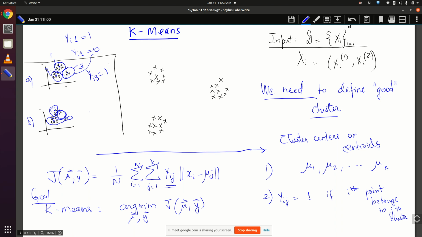So for a new point, you see which is the closest, right? Suppose there is a new point here, you find out which is the closest. If it is closest to this center, you assume that this belongs to this cluster. Otherwise you assume it belongs to this cluster, right? So for example, the point here will belong to this cluster.